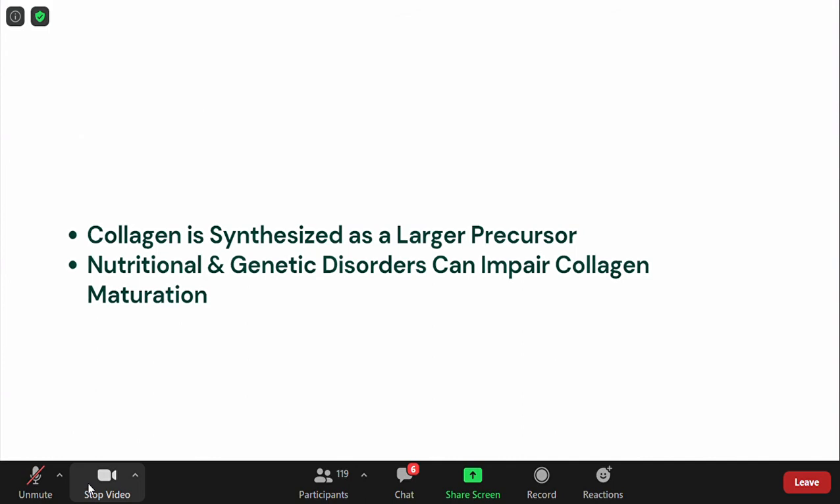Collagen is synthesized as a larger precursor. Nutritional and genetic disorders can impair collagen. So you see, nutritional and genetic. So what is collagen made up of? Amino acids. So if the amino acids, especially proline and lysine, are not there or deficient, it comes to the same. Even if you have hydroxylases working in the presence of vitamin C, but your amino acids lysine and proline are lacking, you still come up with a very weak collagen. Okay. You have now an idea.